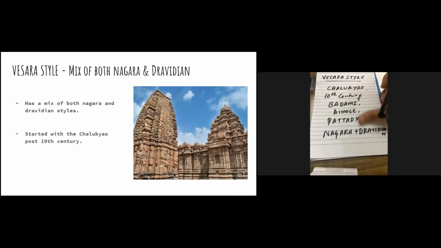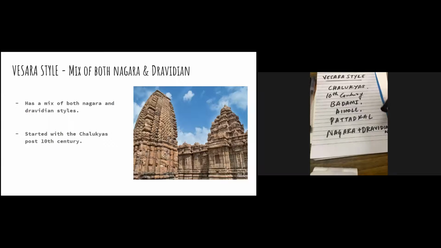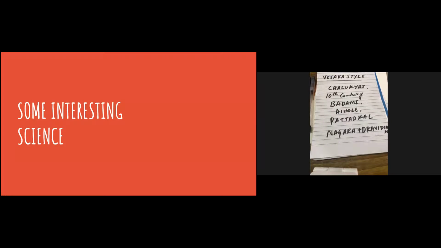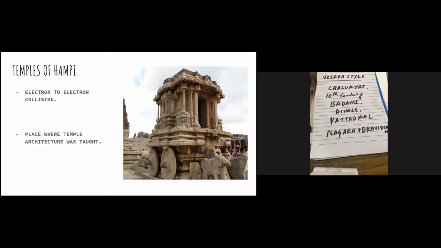Okay. So I hope everyone is a little clear about it. So next comes the discussion of the interesting facts. Ma'am, what is that Badami, Aihole, Pattadakal? Those are the places where you find all these styles of architecture.